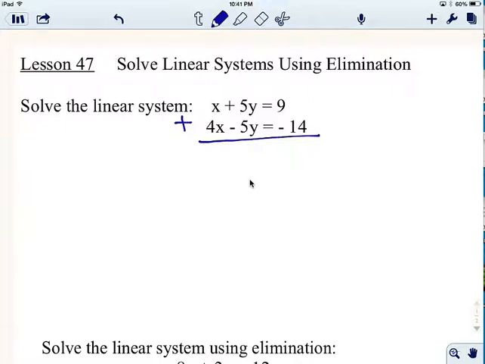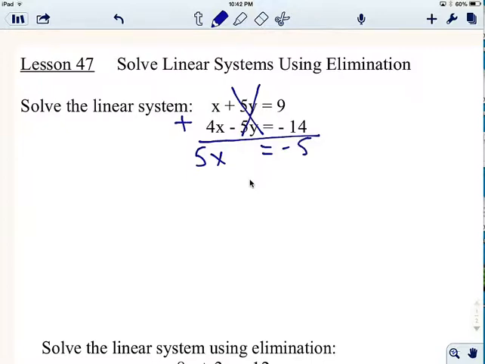Now I just go down the column. So x plus 4x is going to be equal to 5x. Just 1x plus 4x equals 5x. Now when I look at the y's, those two are just going to cross each other out because positive 5y minus 5y is just going to equal 0 y's. And I don't even need to put that 0 in there. So I cross those two out, and then I just do 9 minus 14, or 9 plus negative 14. And so 9 plus negative 14, we know that that's going to be equal to negative 5.